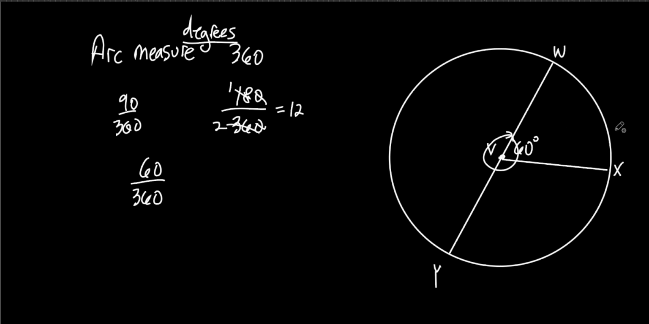We're actually getting a little ahead of ourselves, but that's okay. I'm going to do this anyway. So what if I did this? What if I went from here to here? How many degrees is that line? That's 180. So how many degrees is it from W to Y, that arc?